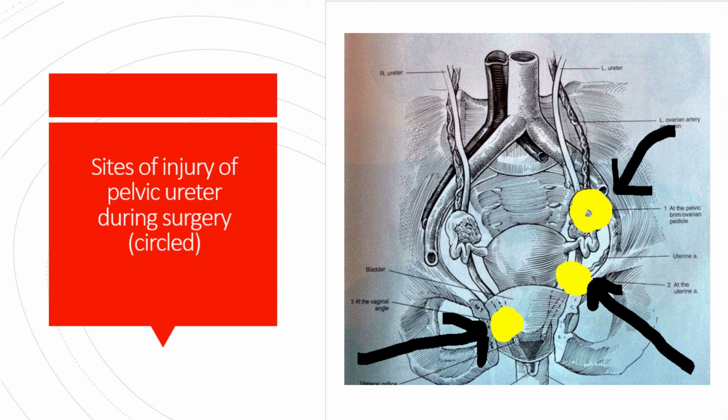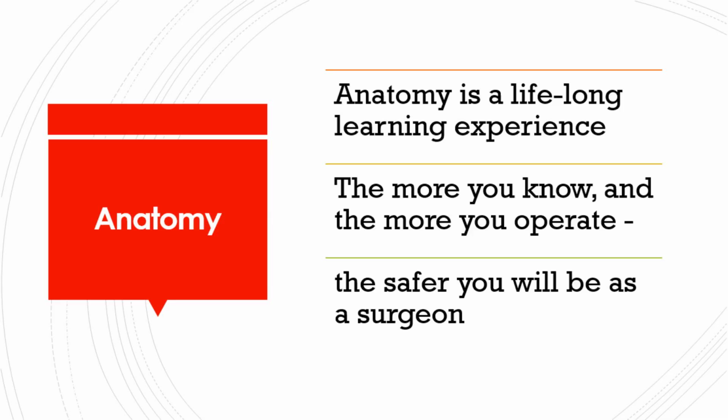In case of a sudden hemorrhage, use direct pressure and sharp dissection rather than blind cautery or suturing to control hemorrhage. Blind attempts at hemostasis are the cause of most ureteric injuries during cesarean section. The better you know your anatomy, the safer you will be as a surgeon.